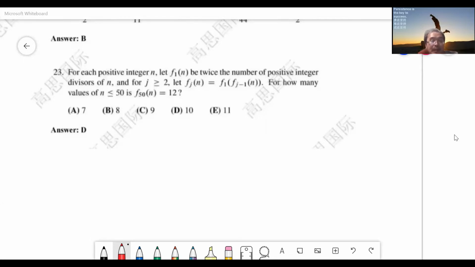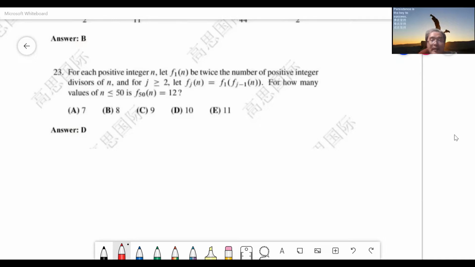Question number 23. For each positive integer n, let f1(n) be twice the number of positive integer divisors of n. And for j greater than or equal to 2, let fj(n) equal f1(fj-1(n)). For how many values of n less than or equal to 50 is f50(n) equal to 12?